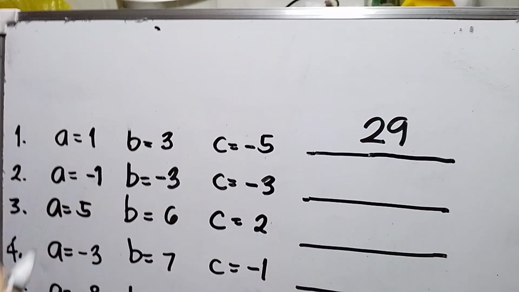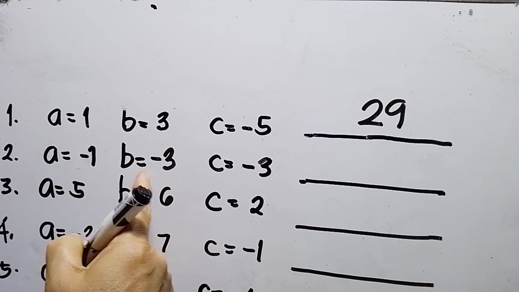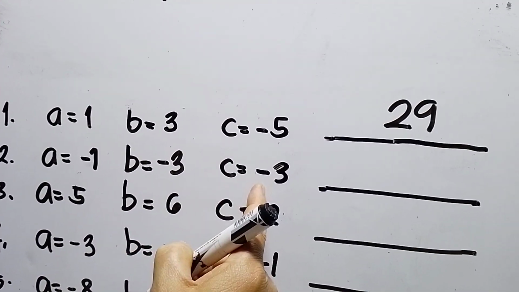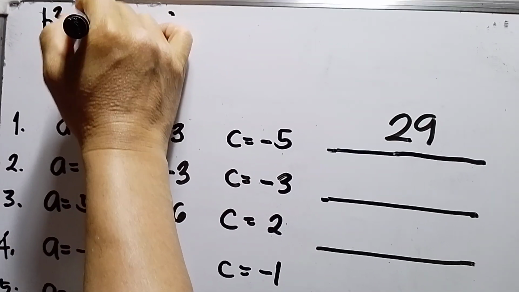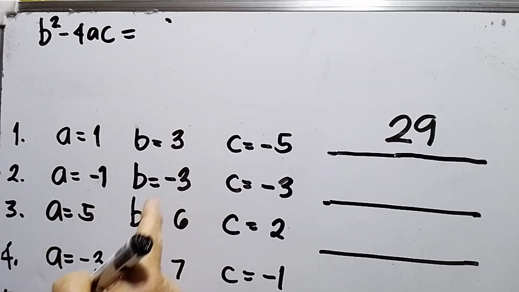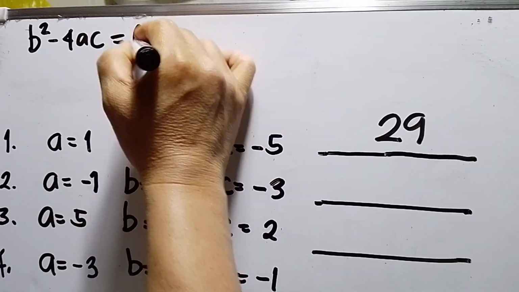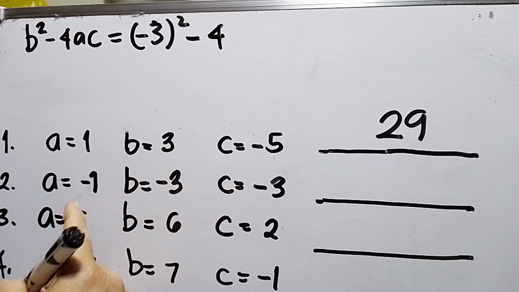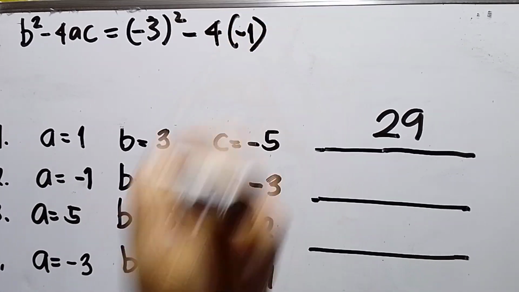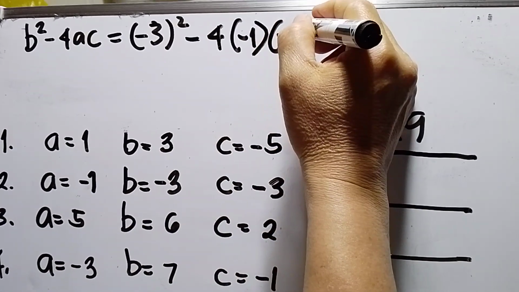Number 2, a is negative 1, b is equal to negative 3, and c equals negative 3. So the formula, b squared minus 4ac. So b is negative 3 squared, minus 4, a is negative 1, then c is negative 3.